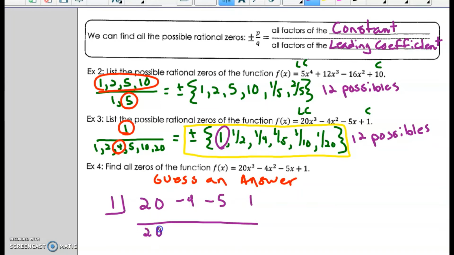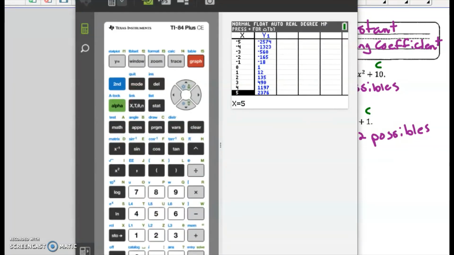We'll drop the 20. 1 times 20 is 20. Gives me 16. 16, 11. 1 times 11 is 11. And I get 12. See, we're supposed to have 0 right there. So that didn't work. Just like the calculator said. See right here, it says 1 gives you 12.